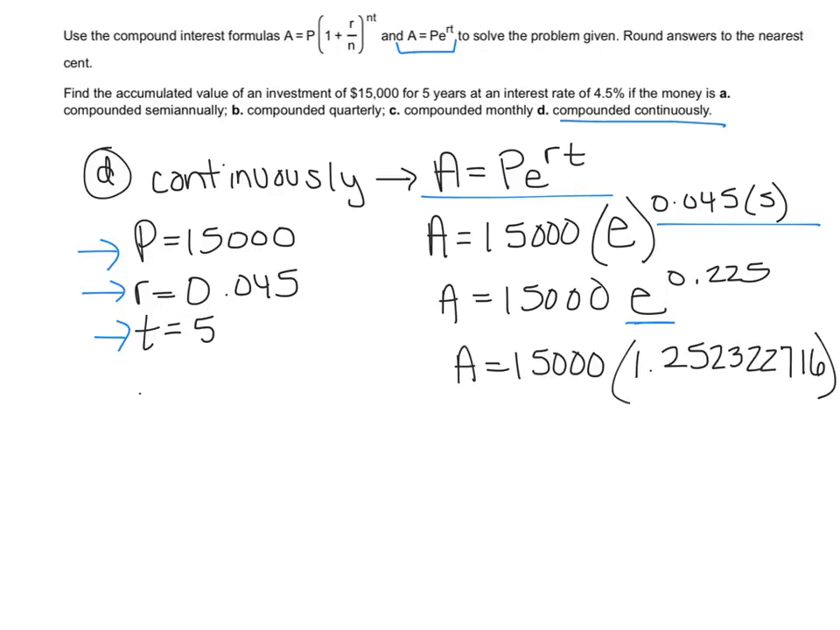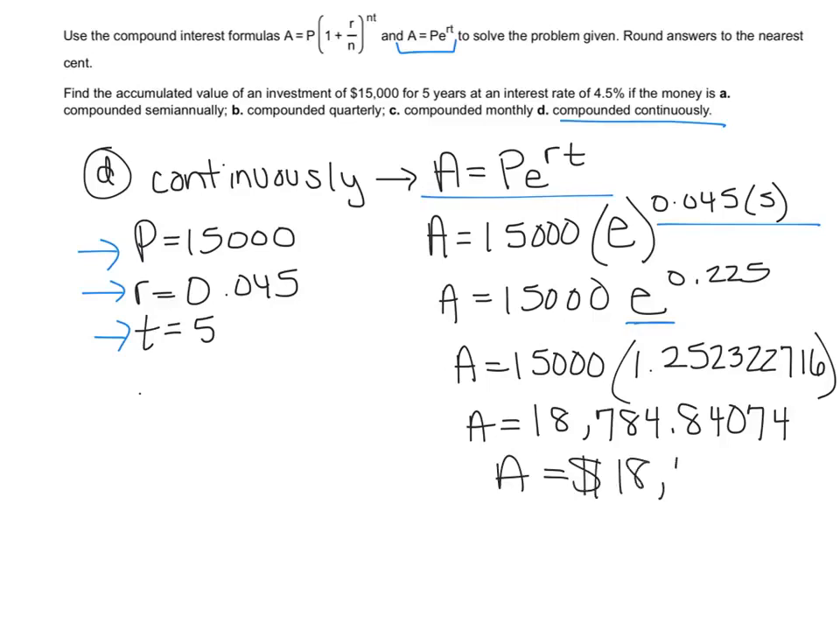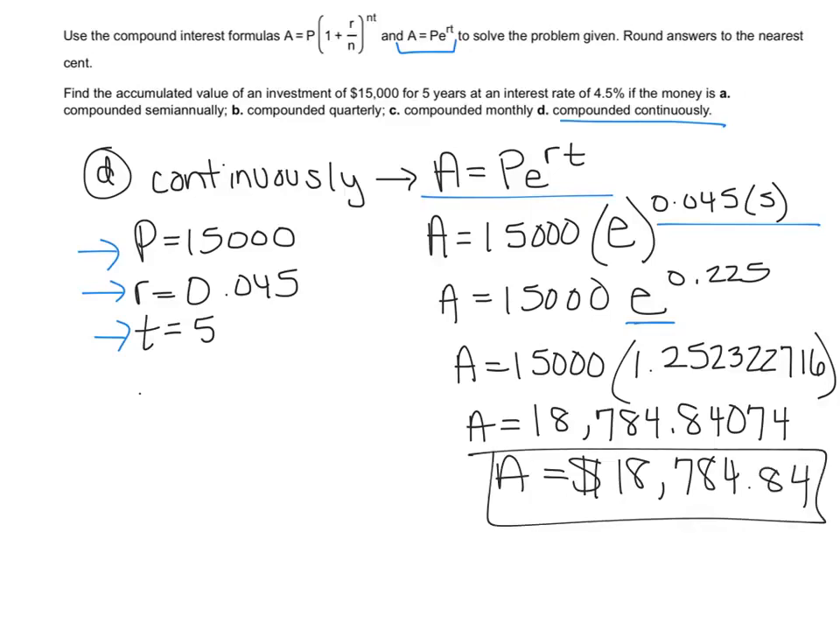When you do that, you should get 1.252322716. Lastly, you'll multiply that decimal by 15,000. You should get a value of 18,784.84074. Now again, we want to round this to the nearest cent, so our final answer is $18,784.84. And that's our answer to Part D.